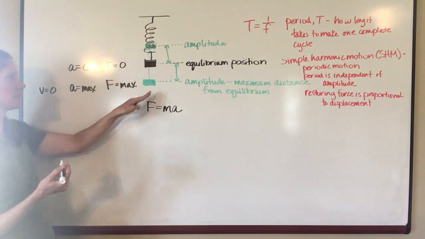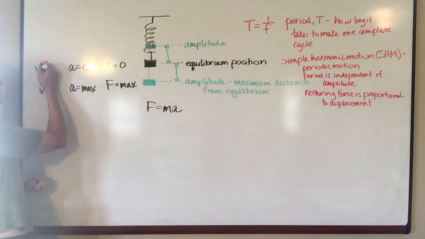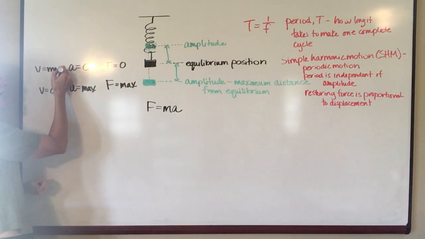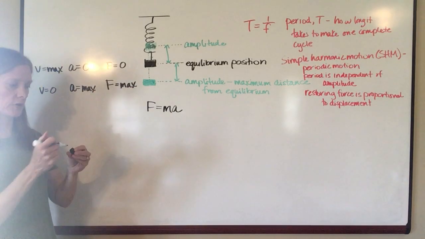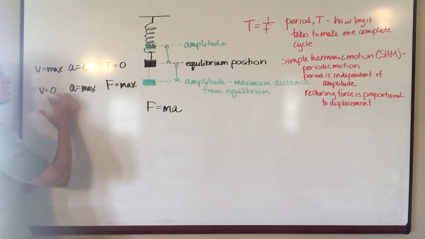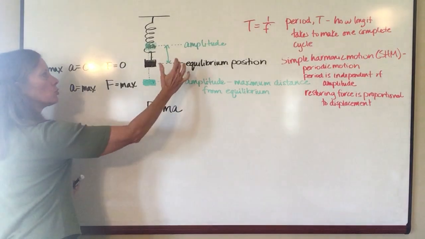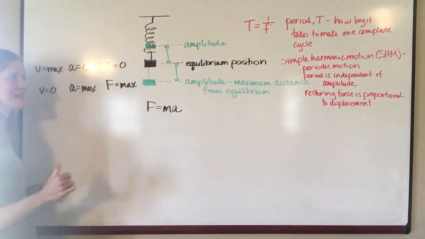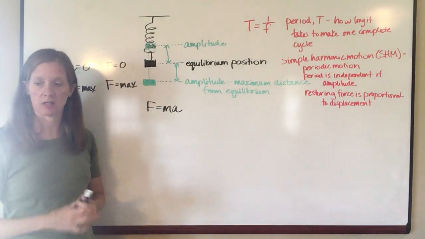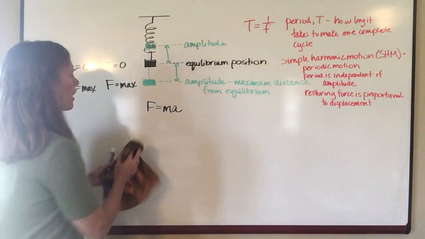So the velocity is 0 at the amplitude. The velocity is going to be at its maximum when it gets to its equilibrium position. So you want to keep in mind these relationships with relation to what position the mass is in at different parts in its journey. All right.